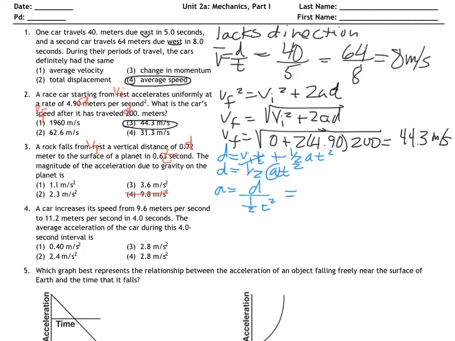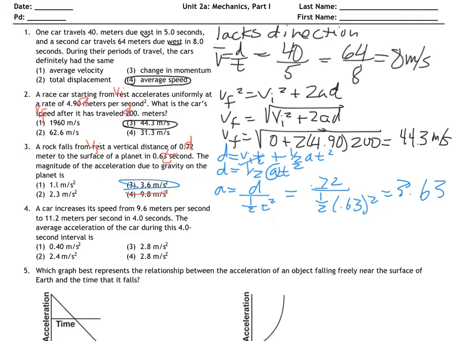The distance is 0.72 meters. The time was 0.63 seconds. But remember to square that value and solve. All right, so I got 3.63. But with sig figs I get to keep 2.